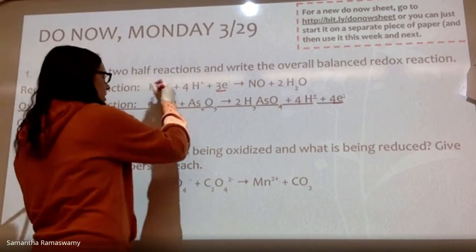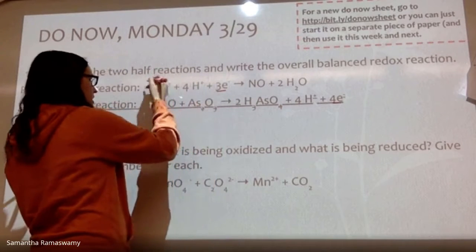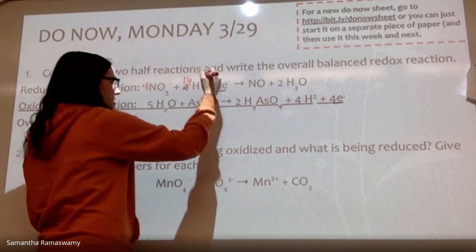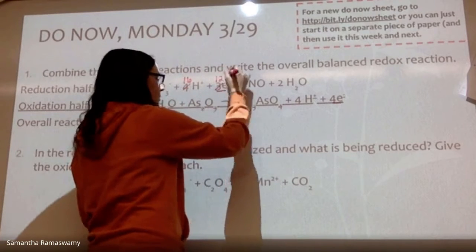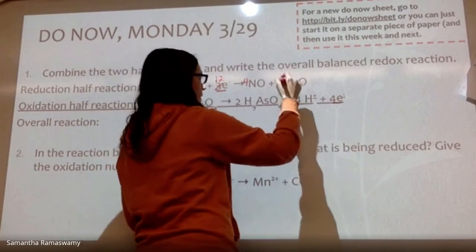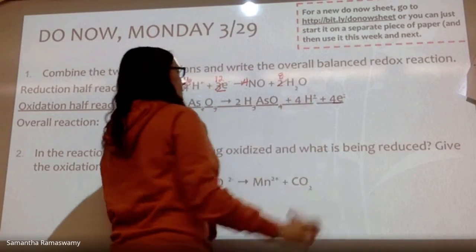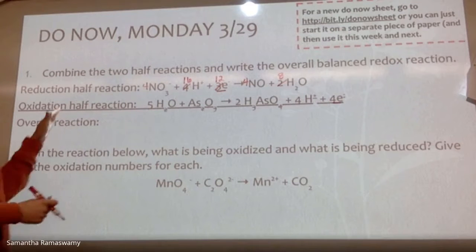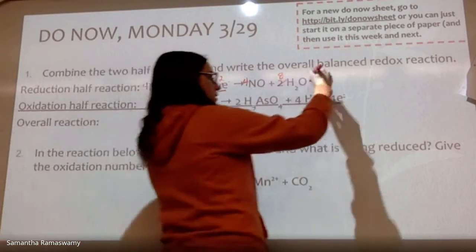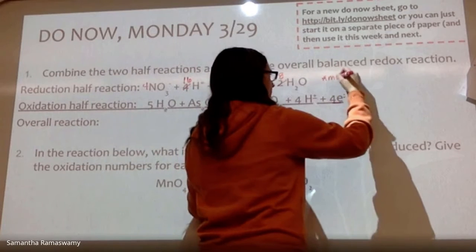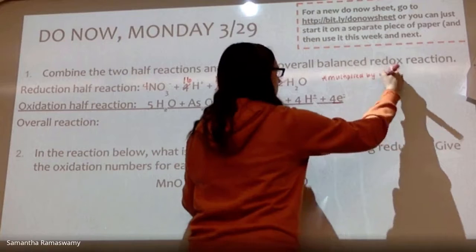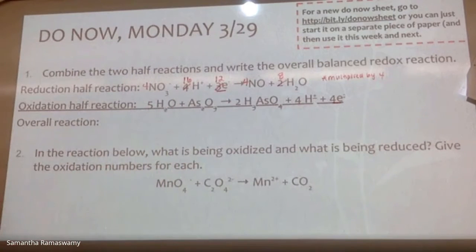If I want this reduction half reaction to be 12 electrons, I need to multiply everything by 4. 4 times 4 is 16. 3 times 4 is 12. 4 NO. 8 H2O. So I multiplied the top reaction, I'll just make a note over here, I multiplied by 4, because I wanted the electrons to equal 12.